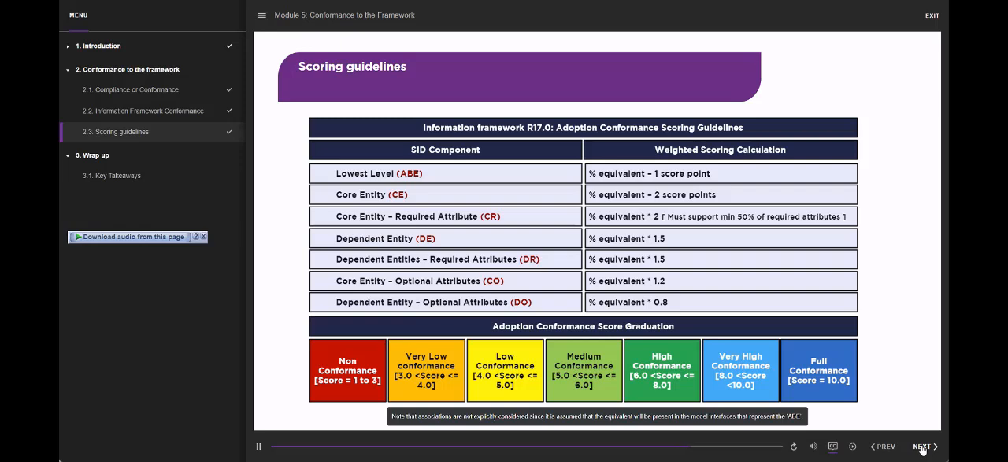Note that associations are not explicitly considered, since it is assumed that the equivalent will be present in the model or interfaces that represent the ABE. Associations to entities outside of the ABE cannot be measured, as the entities in related ABEs may not be part of the conformance assessment.